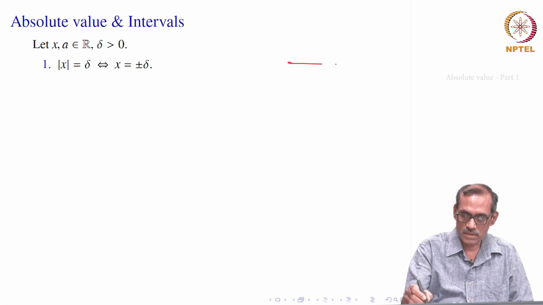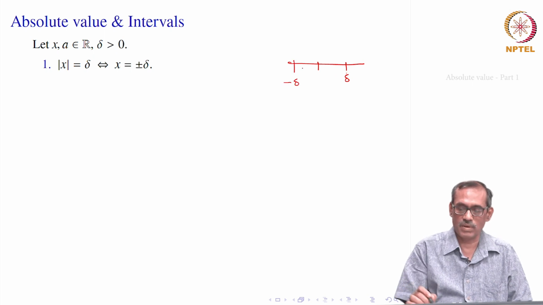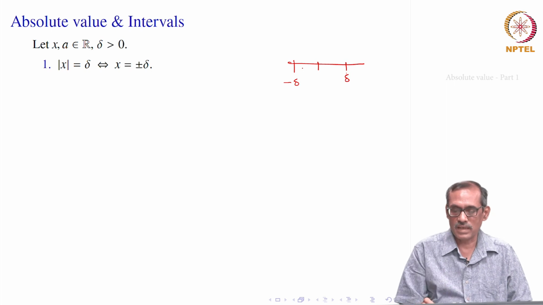If you think of the real line, and delta is positive, so here is delta, then mod x equal to delta. That means mod of delta is equal to delta, and mod of minus delta is also equal to delta. So, one side is clear: if x is equal to delta or x is equal to minus delta, then mod x is equal to delta. What about the other side?